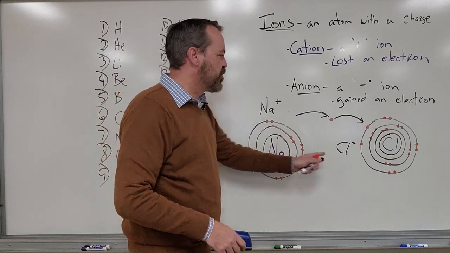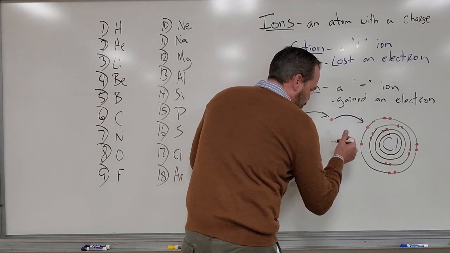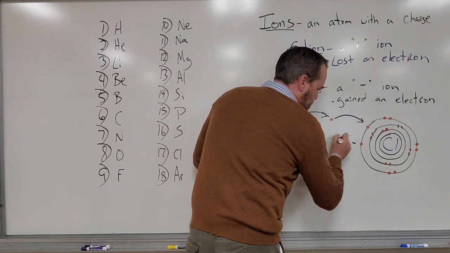So I know this is positively charged. This is negatively charged, which means we're going to have an attraction between the two. So we're going to form this bond.